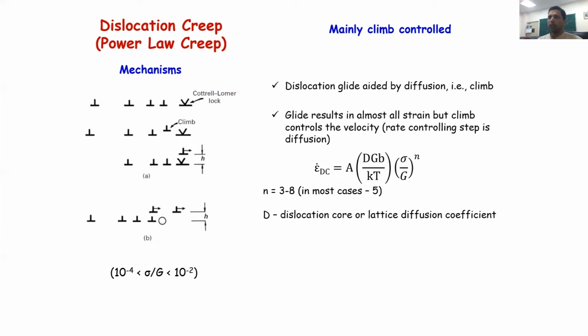And therefore, it is given by this, where D is the dislocation core or lattice diffusion coefficient. So the vacancies are moving either through the dislocation core or through the lattice, and it is their diffusion coefficient which will control the strain rate. And here again, as we said earlier, N is of the order of 3 to 8.